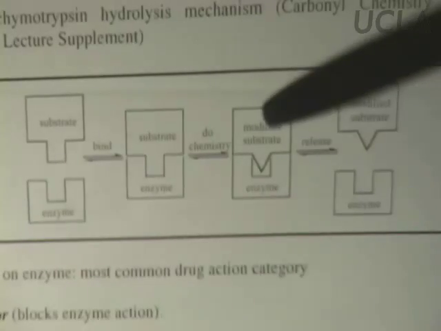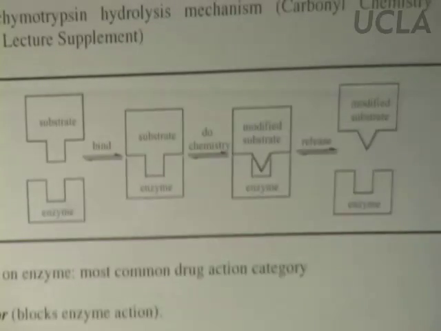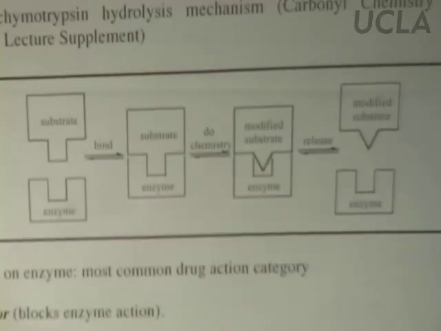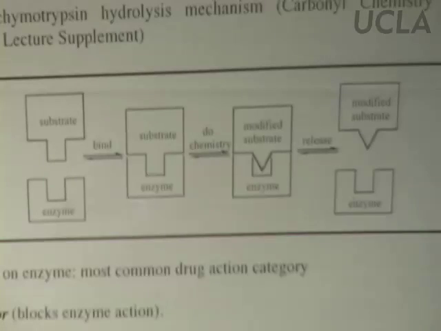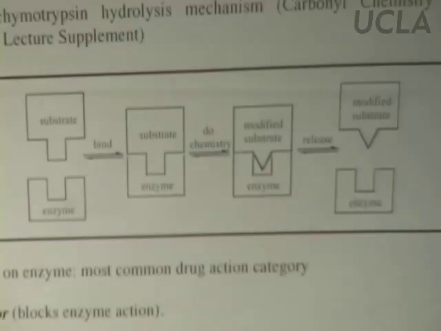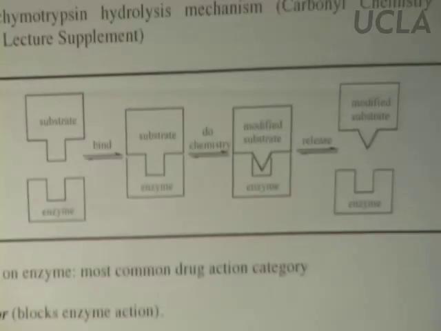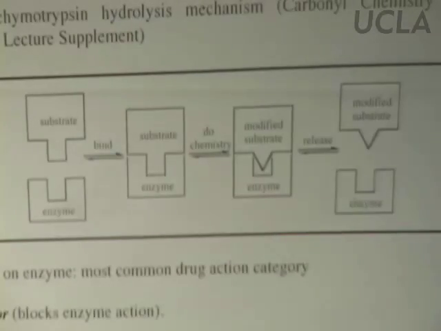But because the modified substrate now doesn't fit as nicely as the substrate to begin with, it's not bound as strongly, and it can be released. That's important because the job of an enzyme is to be a catalyst, and a catalyst has to be turned over. So you've got to free the modified substrate so that the enzyme catalyst can go back and react on another molecule. And so the kinetics of this process obviously are going to be a little bit more complicated because there's more steps in here.